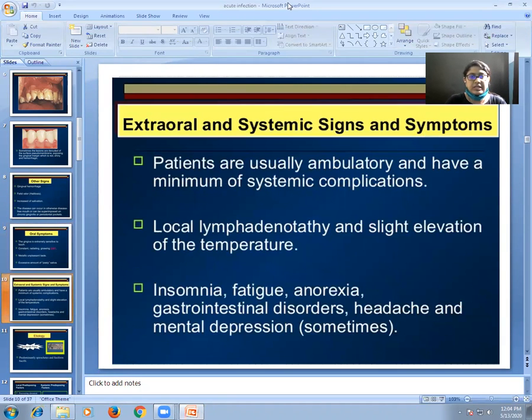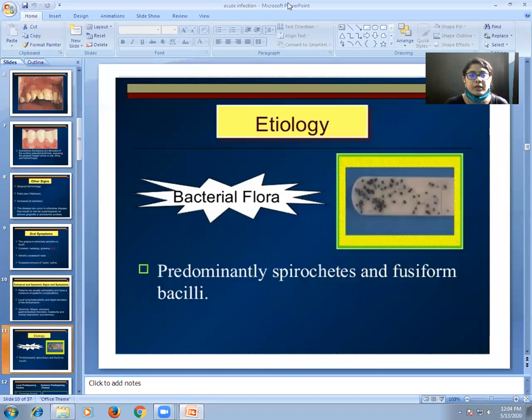There are also extraoral signs and symptoms. Firstly, the patient shows local lymphadenopathy as well as a slight elevation in temperature. Other signs and symptoms are insomnia, fatigue, anorexia, gastrointestinal disorders, as well as headache, and in some patients, mental depression is also there.